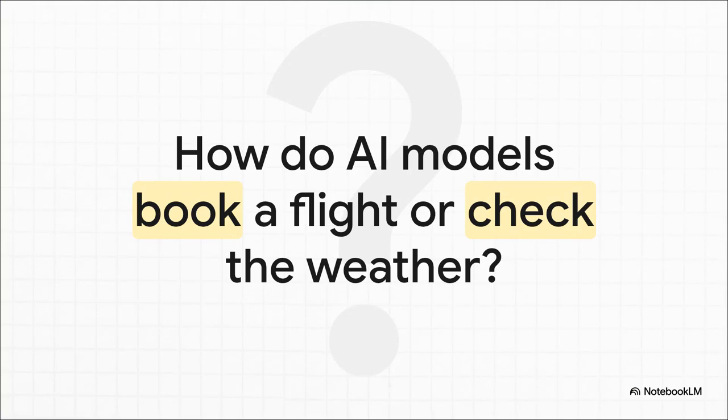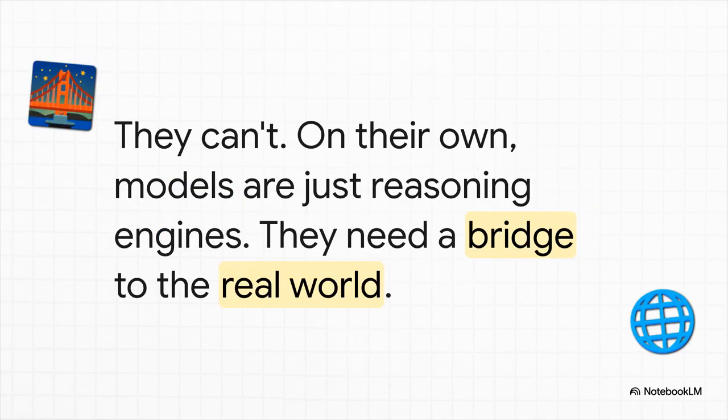And this brings us to a super practical question, right? If you ask an AI, hey, help me plan a trip, how does it actually go and check for available flights or get you a real-time weather forecast? The short answer? They just can't. On their own, these models are purely reasoning engines. They have absolutely no built-in connection to live data or outside services. To do anything useful in the real world, they need a bridge. And that bridge is exactly what we're here to talk about.